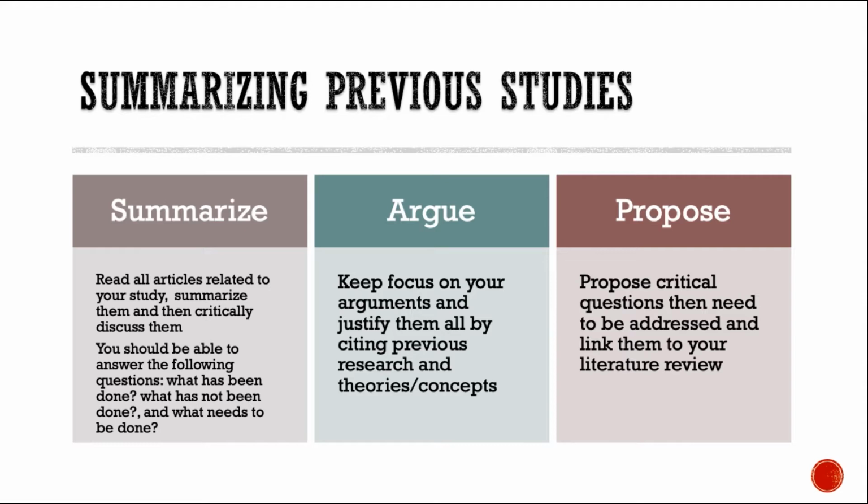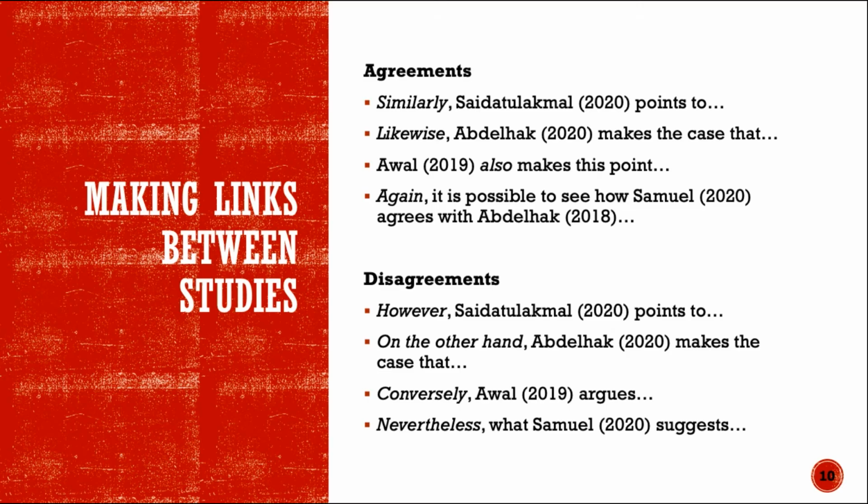Then the last one, you have to propose critical questions that need to be addressed and link them to your literature review. What are the critical questions that we really need to address, and how do we link them to our literature review and to our objectives of the study? How do those questions help us to understand the phenomena and to answer our questions and objectives? This is another important issue we need to do.